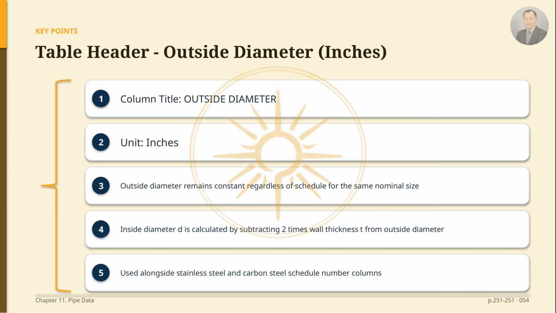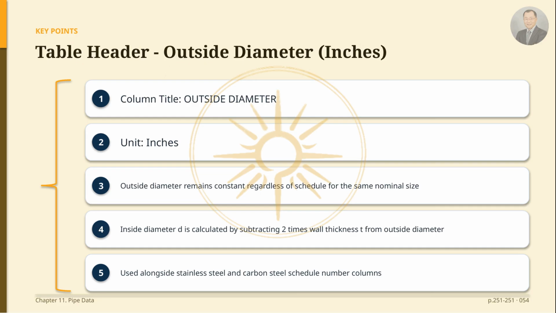I would like to introduce the outer diameter column of the pipe data table header. This column represents the outside diameter of the pipe in inches. An important characteristic of the outer diameter is that it remains constant even if the schedule number changes, provided the nominal pipe size is the same. In other words, when the pipe becomes thicker, it is the wall that increases, not the outside.